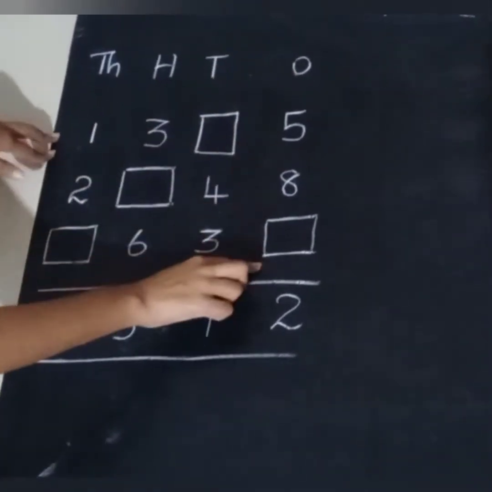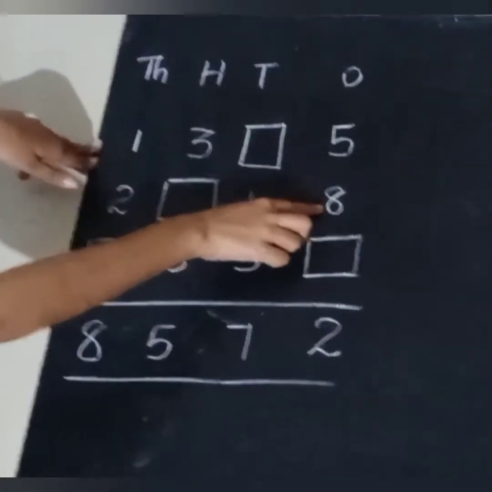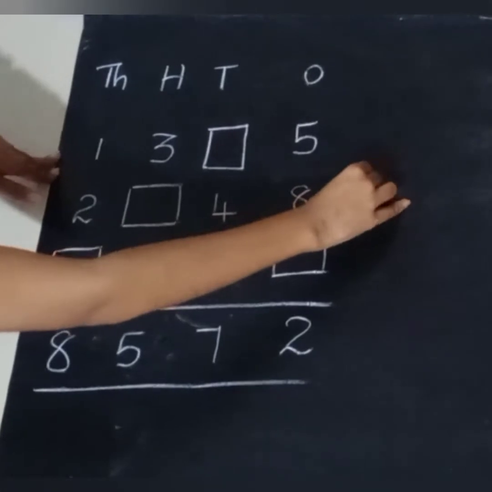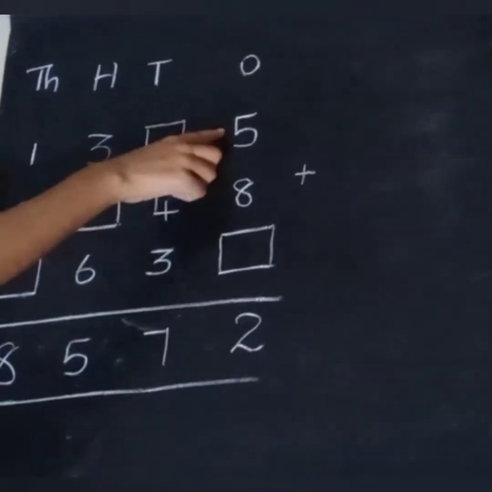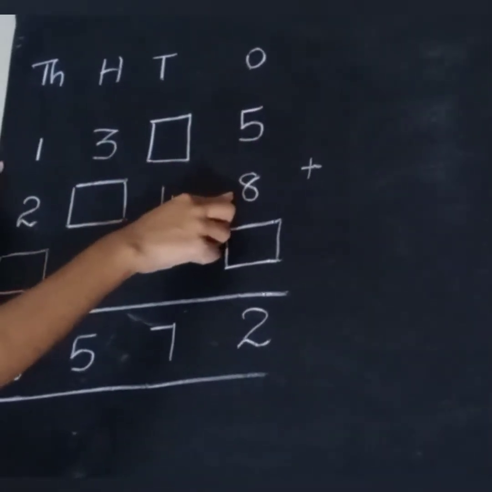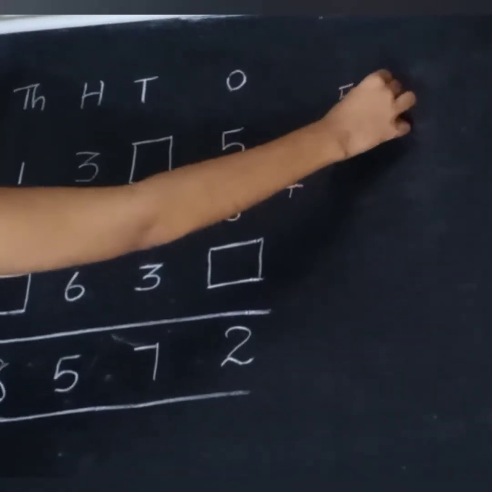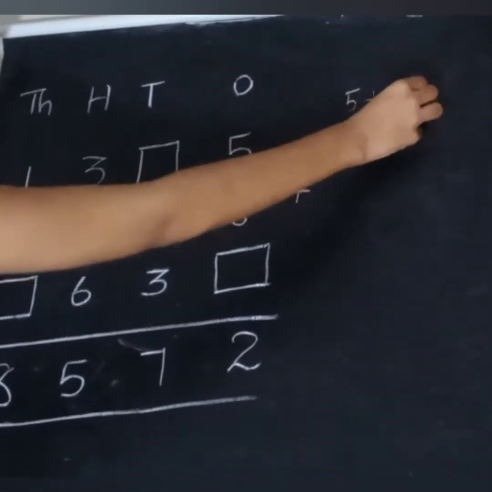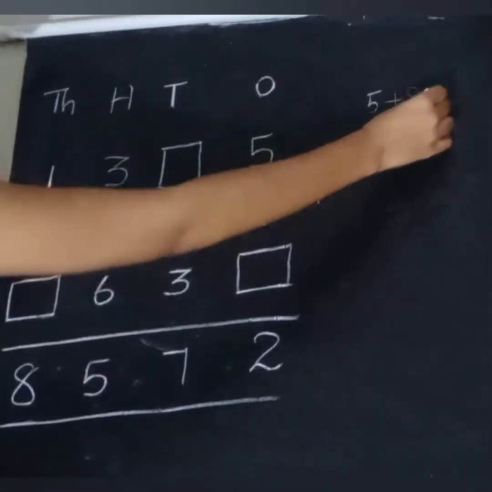Let's start. First you have to concentrate on ones place. We have 5 and 8 at ones place, right? And one missing digit, the answer part is 2. First you have to add the numbers given in that ones place. 5 and 8, just add. 5 plus 8 equal to 13. So just mention that 13.